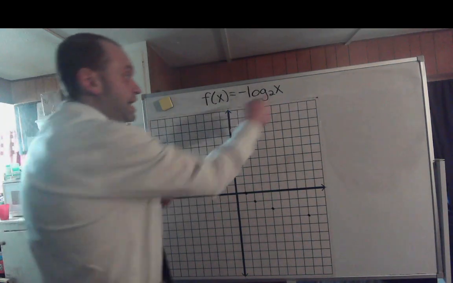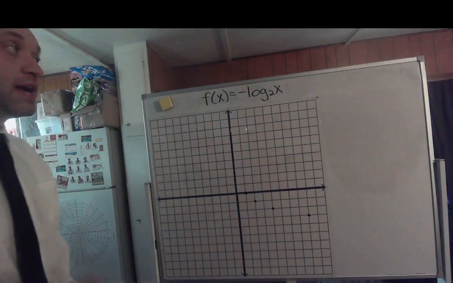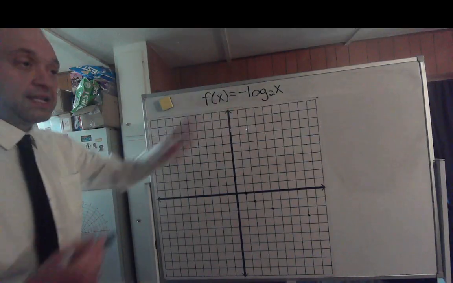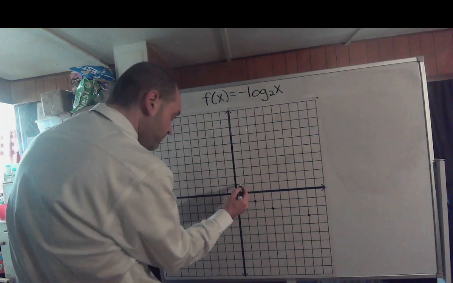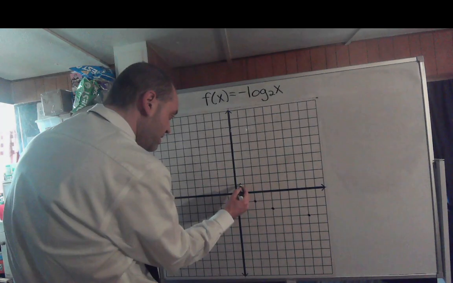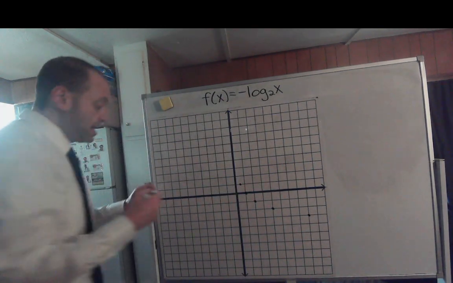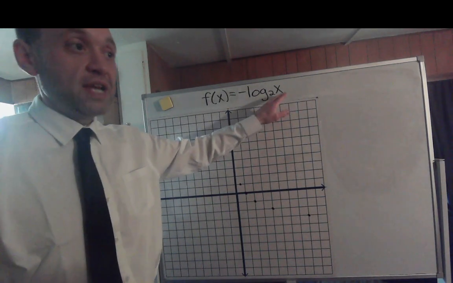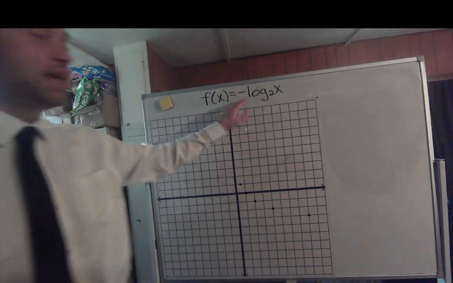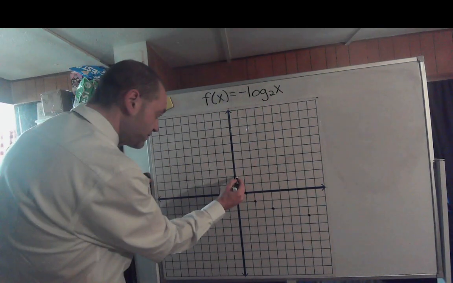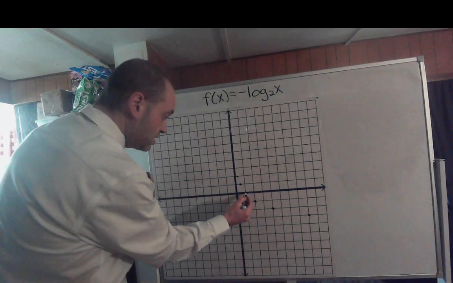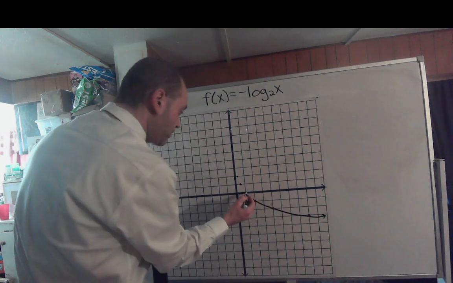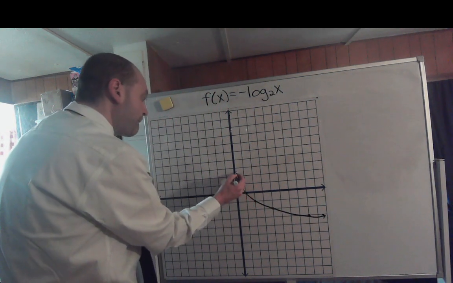Alright, let's pick 1/2 for x. Well, normally that would be the negative first power, but you negate that, you end up getting positive 1. So when x is 1/2, you get positive 1. And for good measure, let's pick x being 1/4. Normally 2 to the negative second is 1/4. If you negate that negative second, you'll get positive 2. So here's really what your graph is going to look like.